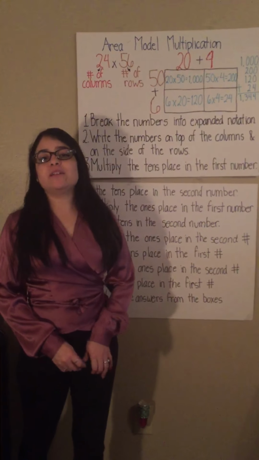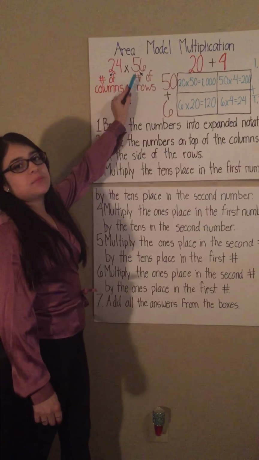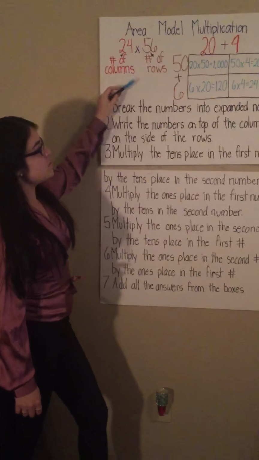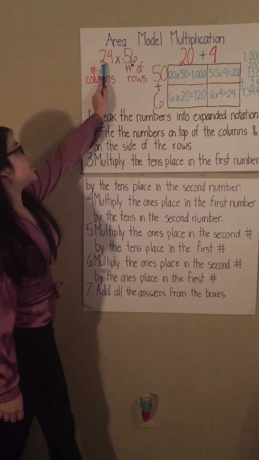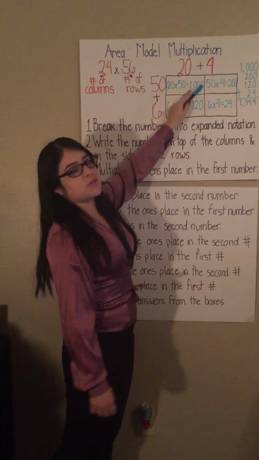Today we're going to learn area model multiplication. So here we have an example, 24 times 56. The first step is to break the numbers into expanded notation. Depending on how many numbers we have is how many rows and columns we're going to make for the box.